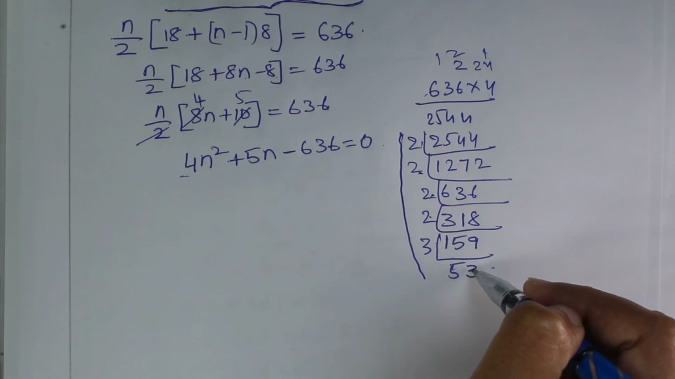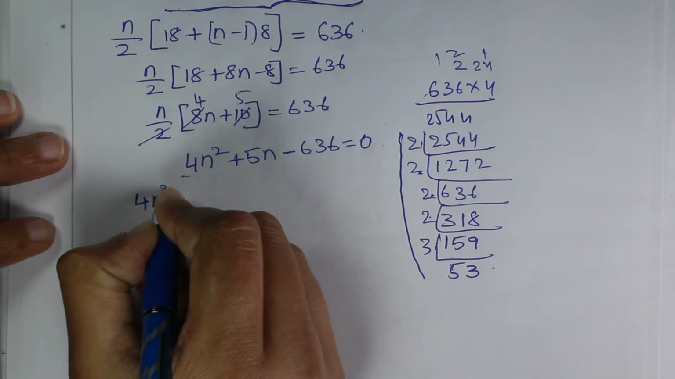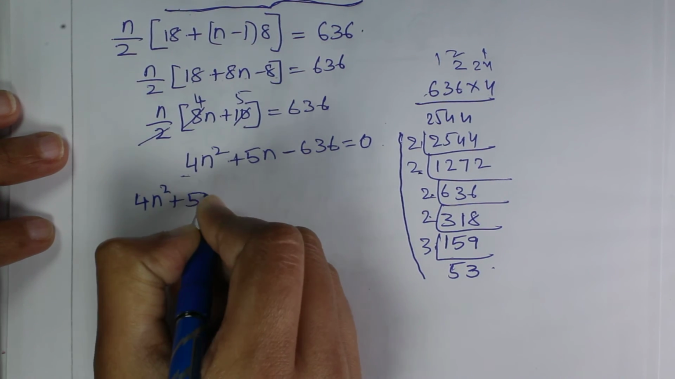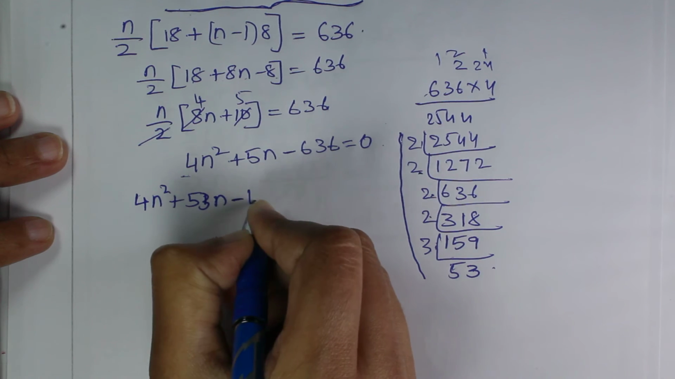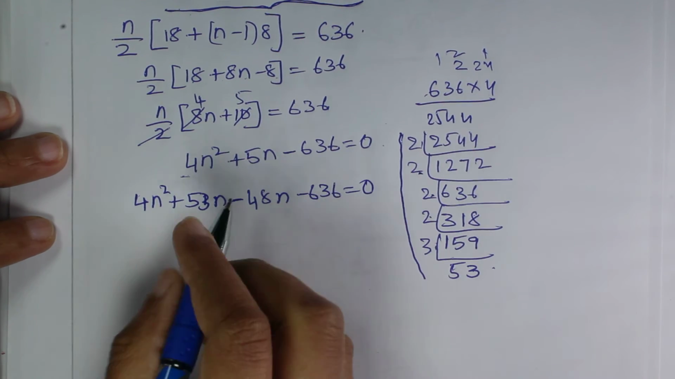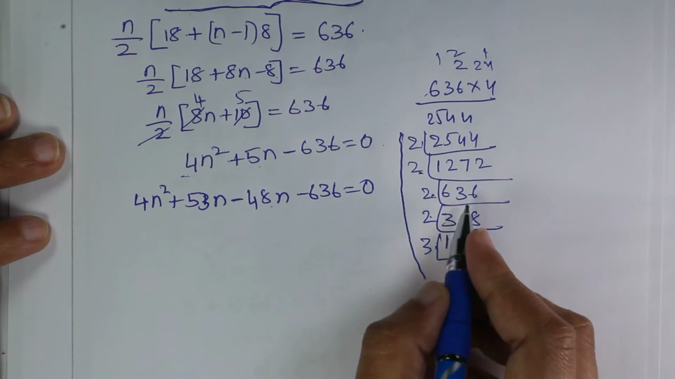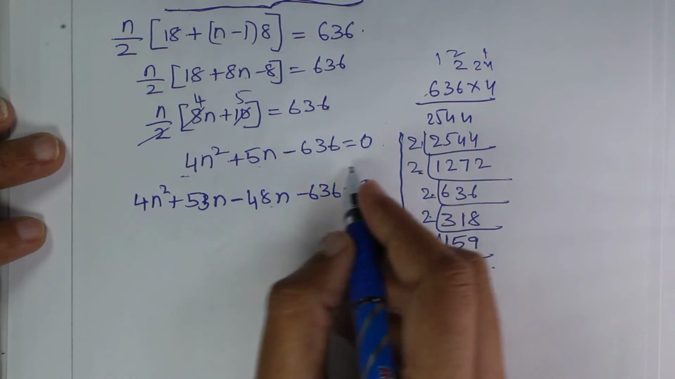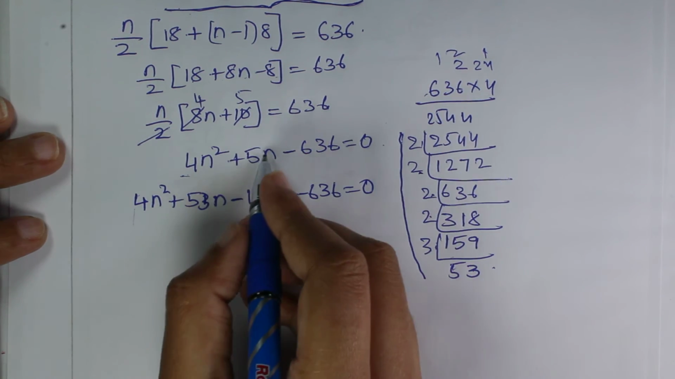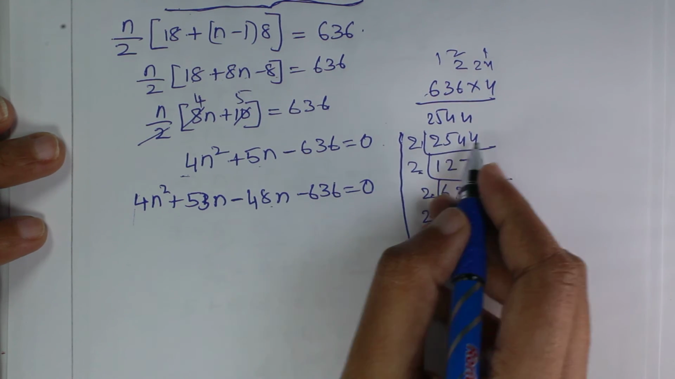So 53 minus 48 is 5, right? So I'll write 4n square plus 53n minus 48n minus 636 is equal to 0. So I can write 5n in this form, right? 53n minus 48n. That's why we have taken the factors of 2544, so that we can write this in the multiples of 2544.